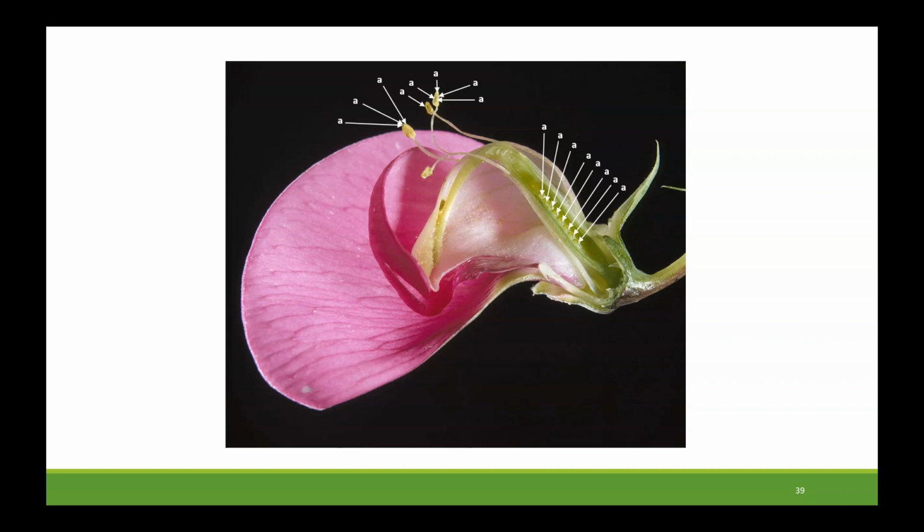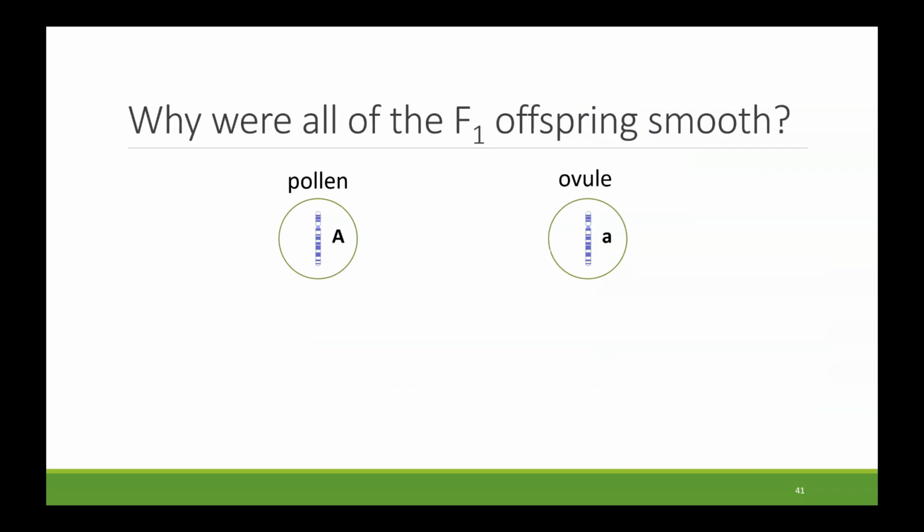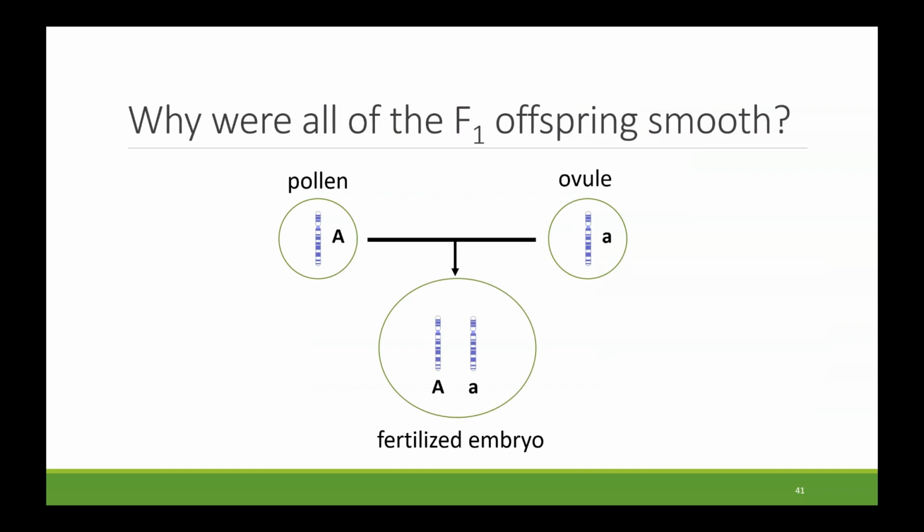So it's inevitable that this parent passes down the recessive allele. And remember, Mendel crossed one of each of these plants with each other. So the male parent was true breeding for the dominant allele, and the female parent was true breeding for the recessive allele. So therefore, the male parent delivered a dominant allele in its pollen, and the female parent brought a recessive allele in its ovule, and the fertilized embryos ended up with one of each. And this is the F1 generation.